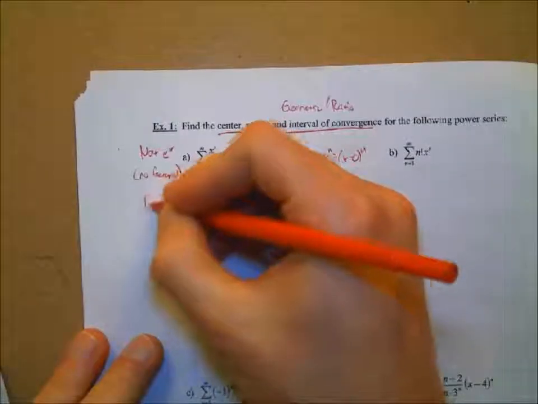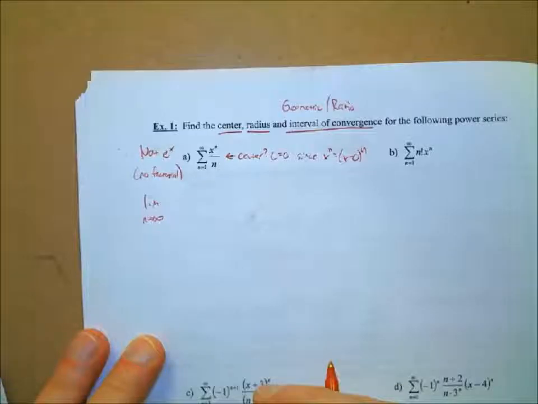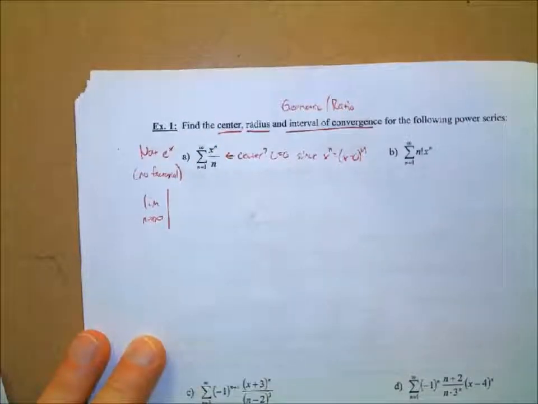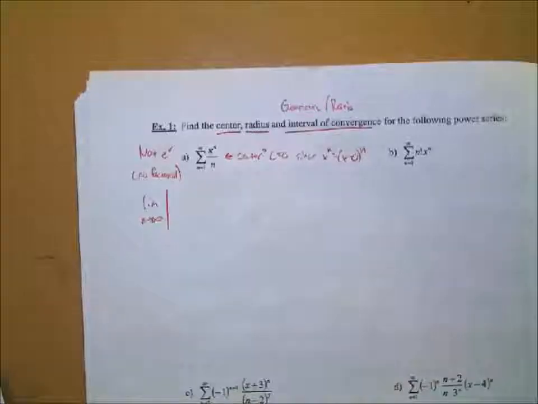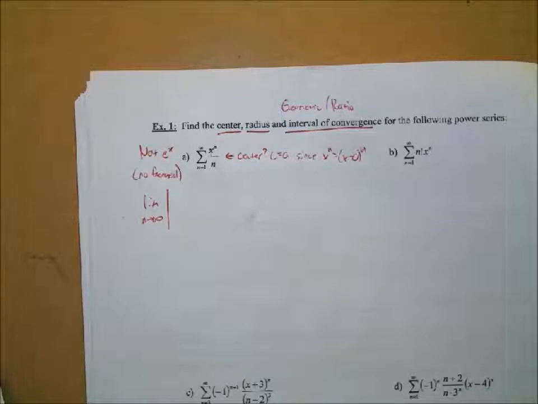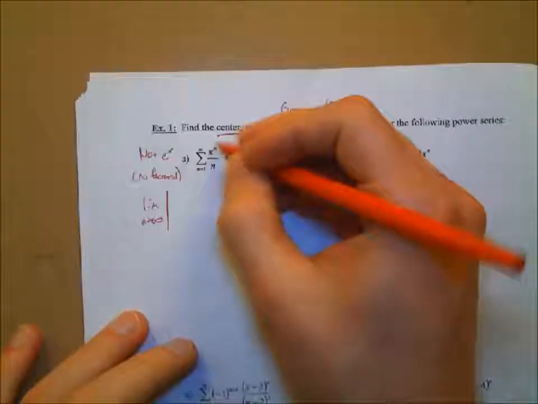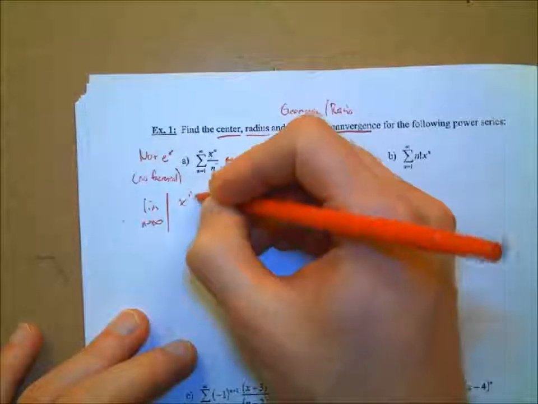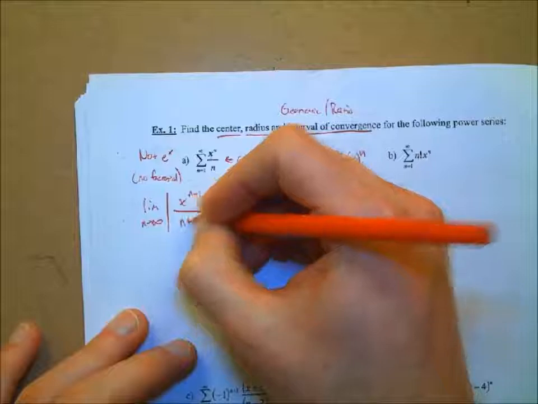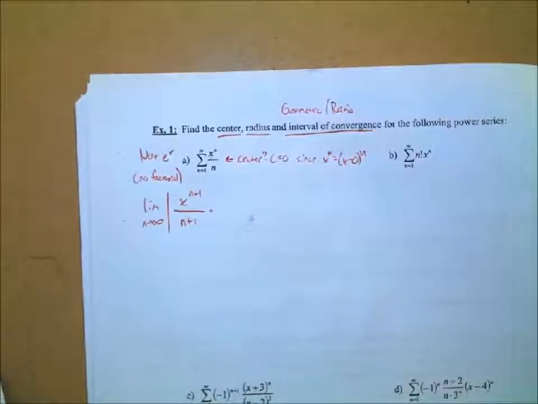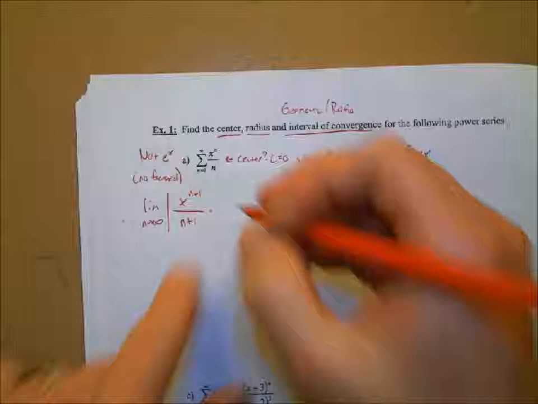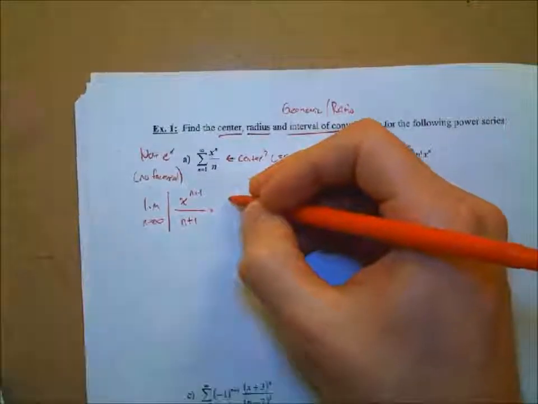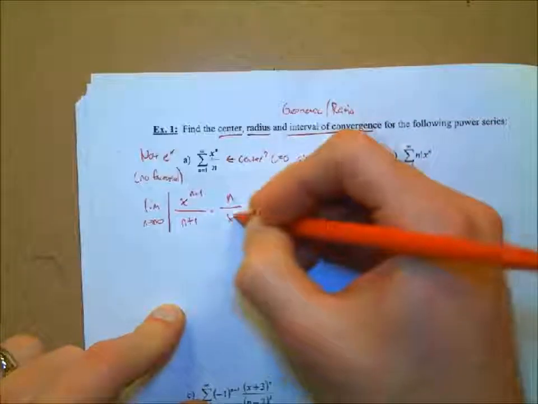So limit as n approaches infinity of the absolute value, and we put them in a ratio. It's the next term divided by the previous term. So the next term here would be represented as x to the n plus 1 over n plus 1, times, and again, I'm not going to divide, I'm just going to multiply by the reciprocal. What would be the reciprocal of the previous term? n over x to the n, very good.